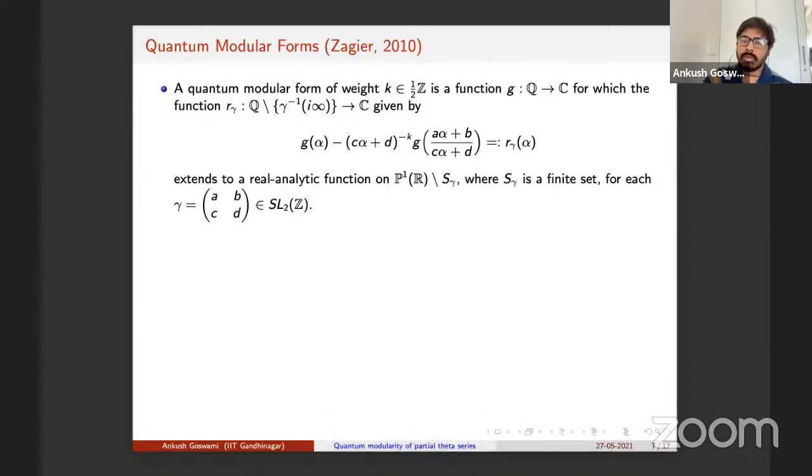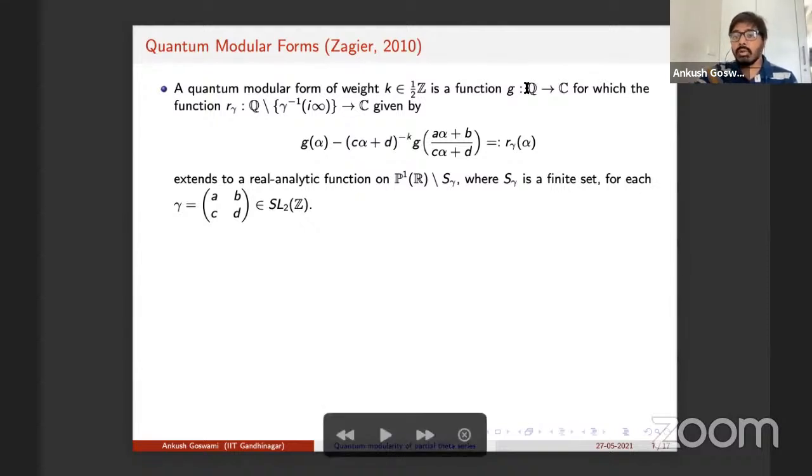And if you want to draw a parallel with the definition of a modular form, there are two important differences. The first is that a modular form is defined in the upper half plane, but a quantum modular form is defined on the set of rational numbers. A modular form can also be defined on the set of rational numbers wherever it is defined, but a quantum modular form is defined only on the set of rational numbers. The second thing is, for a modular form, this difference is 0, but for a quantum modular form, this difference is not 0. And this difference is sometimes called the obstruction to modularity.